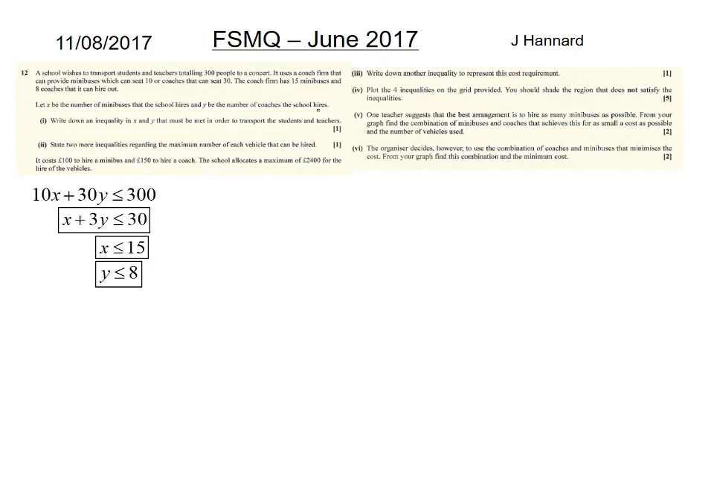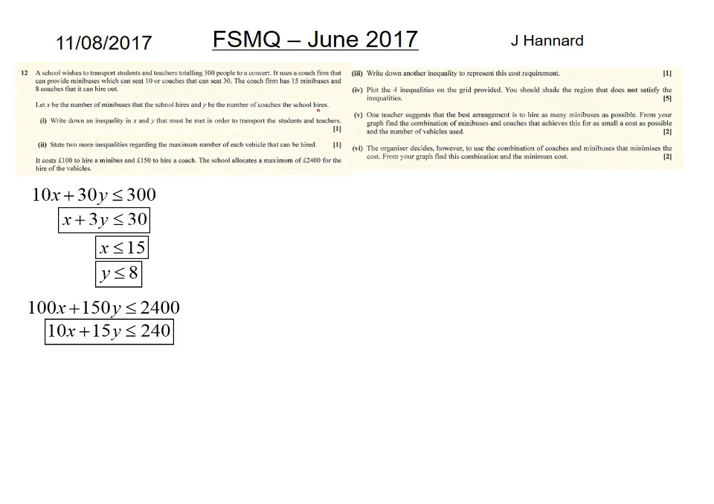It costs £100 for a minibus and £150 for a coach. The school's got £2,400 to spend. Write down another inequality, so it's 100x plus 150y must be less than or equal to 2,400. Cancel that down, you get 10x plus 15y is less than or equal to 240. So plot the 4 inequalities on the grid provided. You should shade the region that does not satisfy the inequalities.